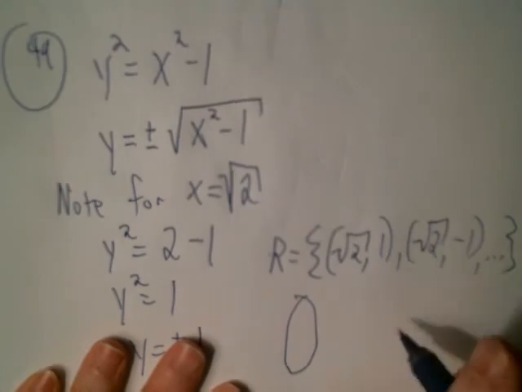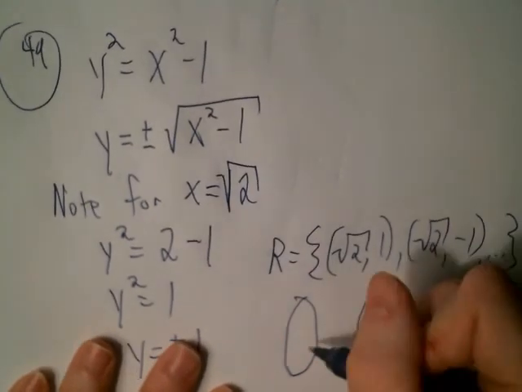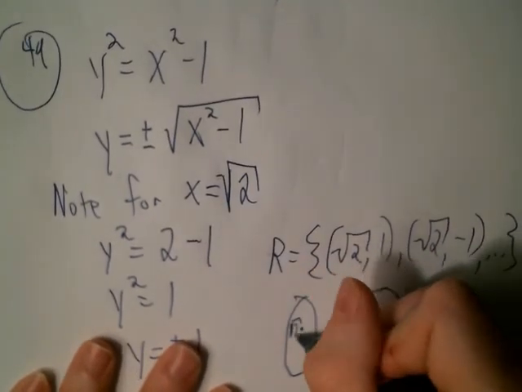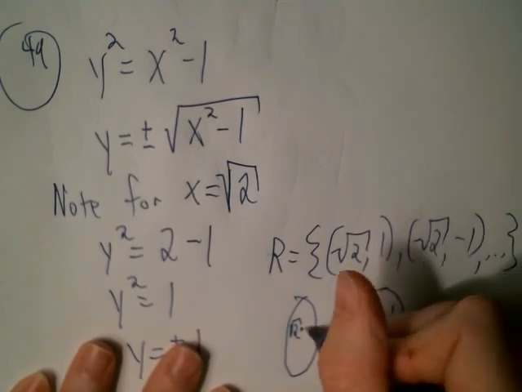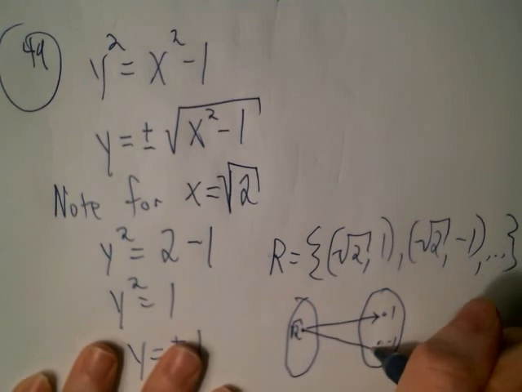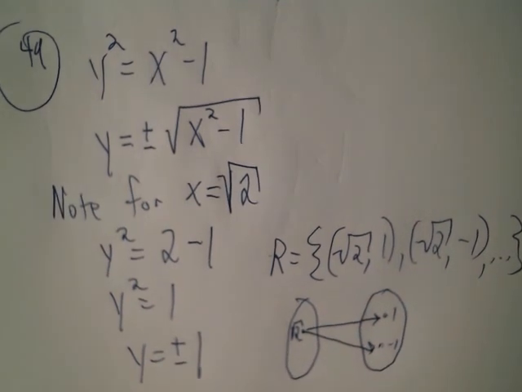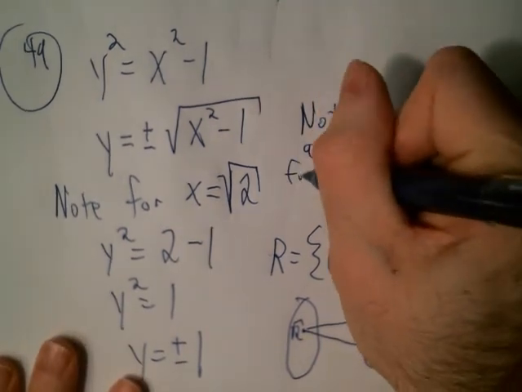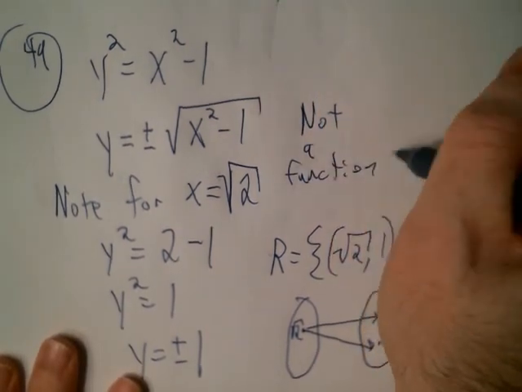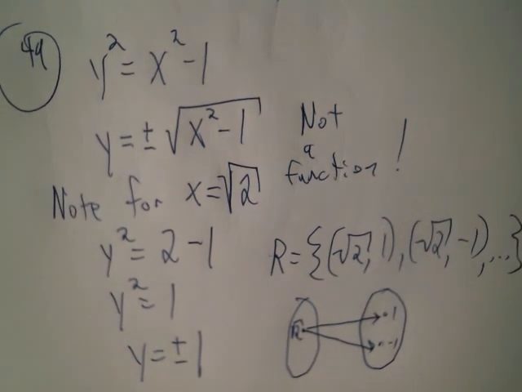You can even do it as sort of a diagram, your arrow diagram. Here we have radical 2, and it's going to 2 places. It's going to 1 and then negative 1. So that thing is not a function. Okay, so let's call it quits for that for now.